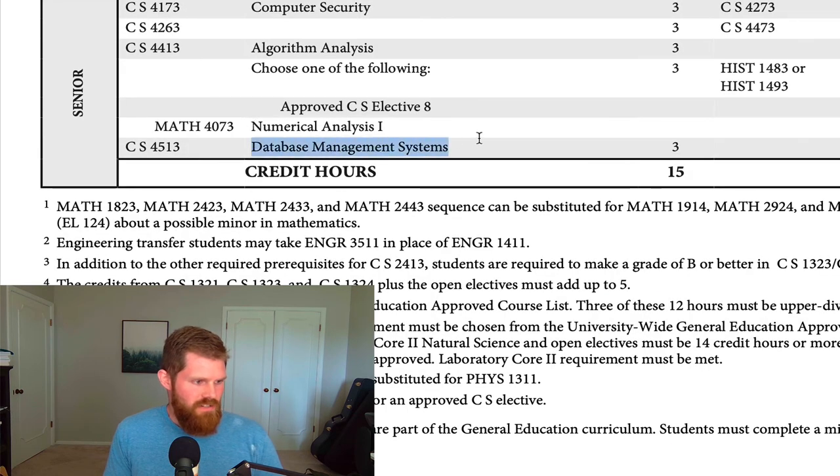So the final one in the senior year first semester, database management systems. This was an elective when I took this degree program, and it was an elective that I took. And I'm glad that they made it a required course, because basically all of the internet is two databases talking together. We put applications and servers and interfaces on top of that, but it's really just data being sent back and forth. And so I really like that this is now required.